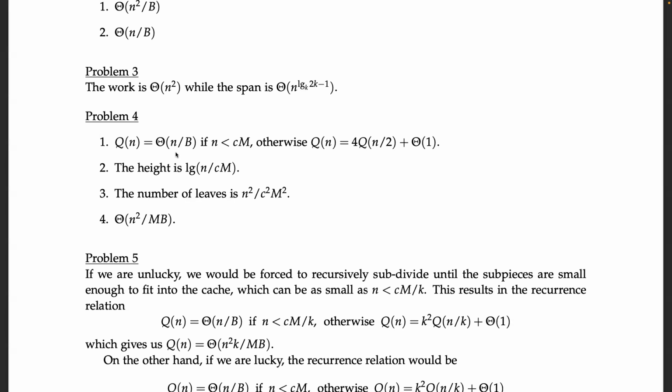Why does it count the square of the height, or 2 to the height, or 4 to the height? Oh, so the number of leaves is fan out raised to the height. Oh, wait, right. And so fan out was 4.